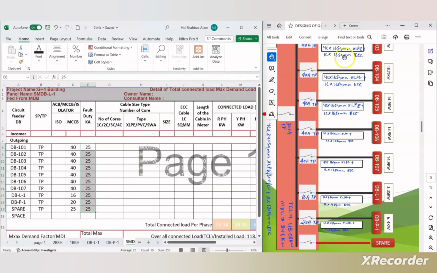Now, all the wires are 4-core wires because all DBs are 3-phase DBs. So here the cores of the wire will be 4 cores. Okay, all are 4 cores.